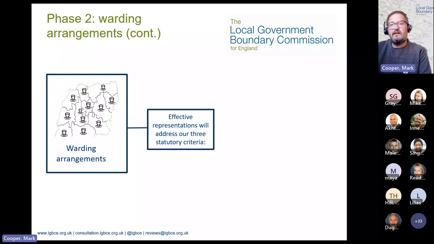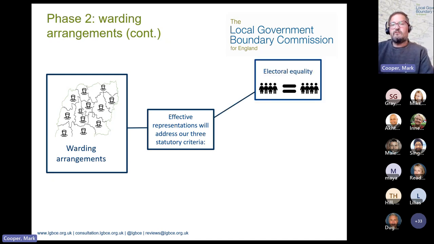So, when telling us your views, there are some key things that you should know. We are bound by law to only consider arguments related to three things when drawing up new wards, and we call these our statutory criteria. The first of these criteria is electoral equality. So we will seek to propose wards that mean that each councillor represents roughly the same number of electors. However, we don't demand absolute perfect electoral equality because it's also important that the wards we propose reflect local communities and also use clear and identifiable boundaries, which brings us to the other two criteria.